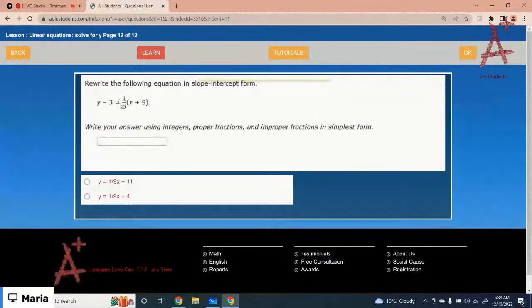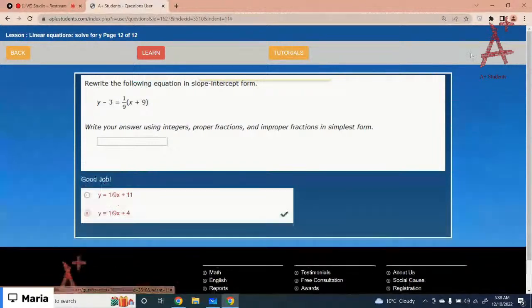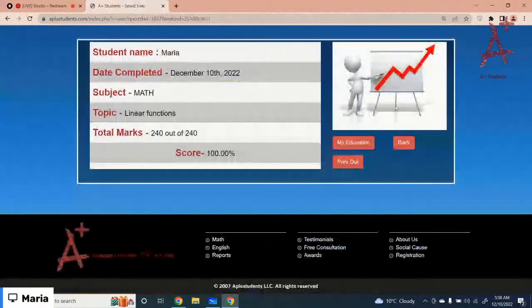Okay, y minus 3 equals 1 by 9 times x plus 9. So it would be 1 and plus 3. So it would be y equals 1 by 9x plus 4. Got it? So just select the correct option and click on the OK button. Okay, so we have completed the test.